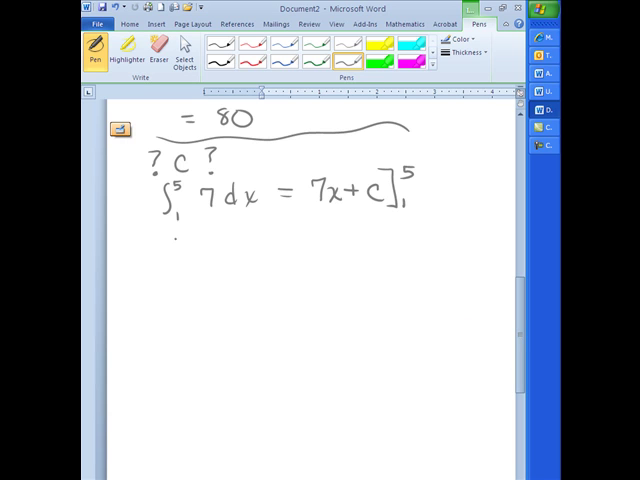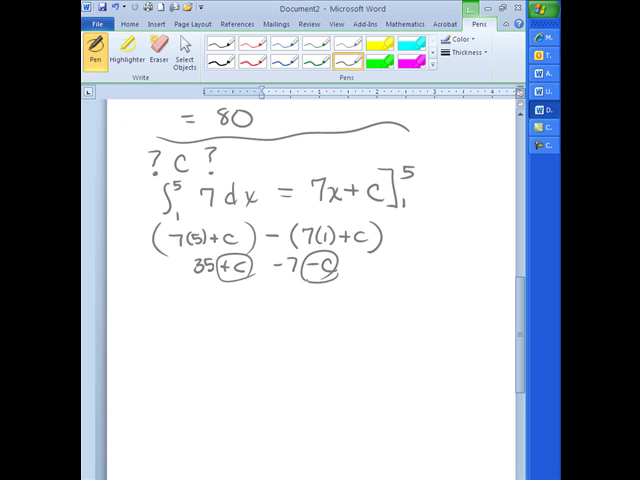And so let's plug in. So first we're going to do 7 times 5 plus c minus, and now we plug in 1, 7 times 1 plus c. And so we get 35 plus c minus 7 minus c. And as you can see, c is always going to subtract out.